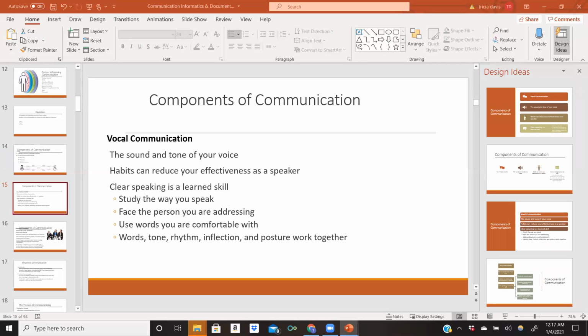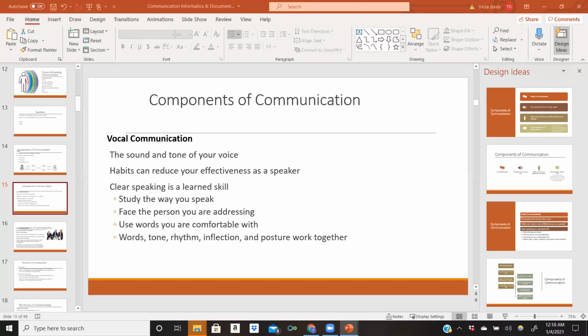So vocal communication is the sound and tone of your voice. Habits can reduce your effectiveness as a speaker. Clear speaking is a learned skill. You have to study the way you speak. You want to face the person you're addressing. You want to use words that you're comfortable with saying. Your words, your tone, your rhythm, your inflection, and your posture all work together. All these things contribute to the way your patients are going to perceive you, and how your communication is going to go.